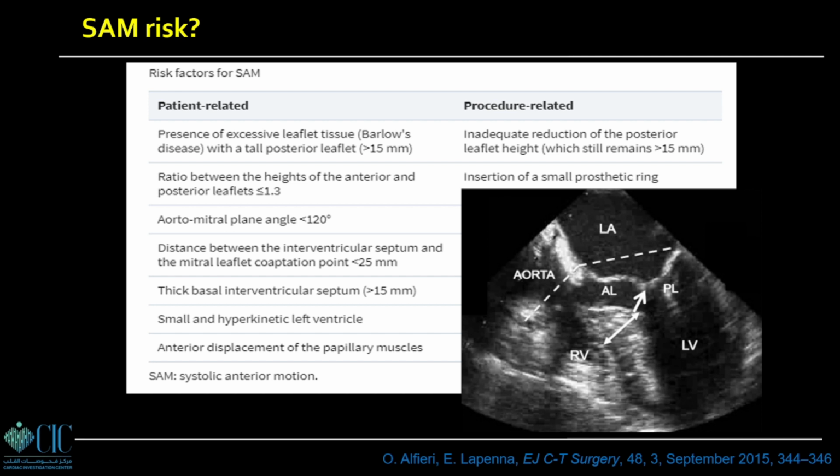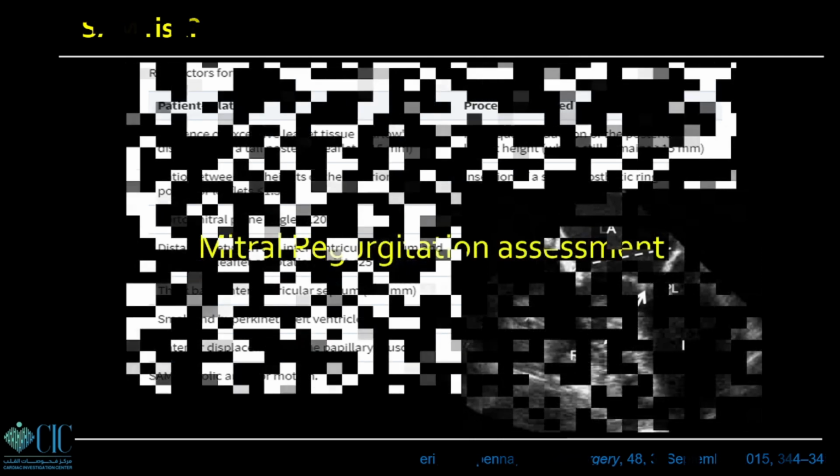If the septum is very thick or the posterior leaflet is very long, I will not go into numbers, like 15, 25, this is 15. If the aortomitral angle is small, these patients have a high risk for SAM after surgery. In that case, they need either to do myectomy or to shorten the posterior leaflet to get the coaptation line away from the interventricular septum.